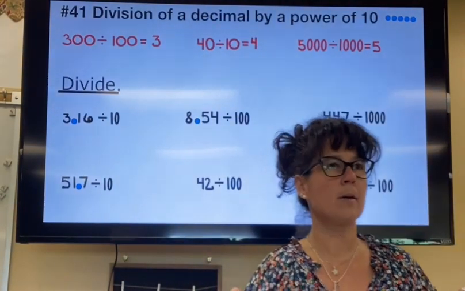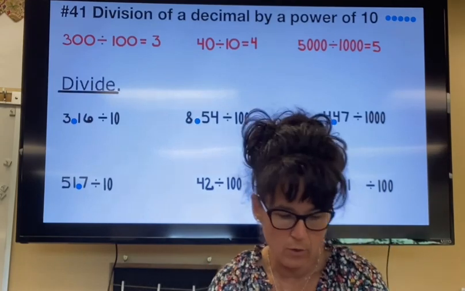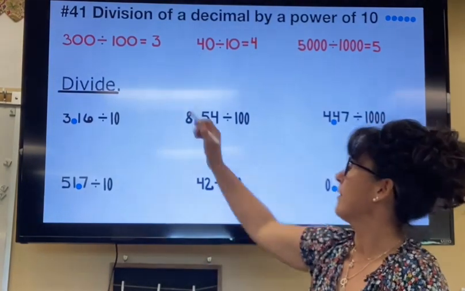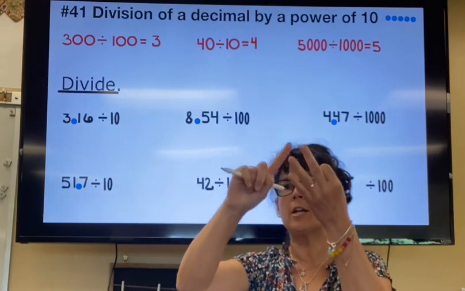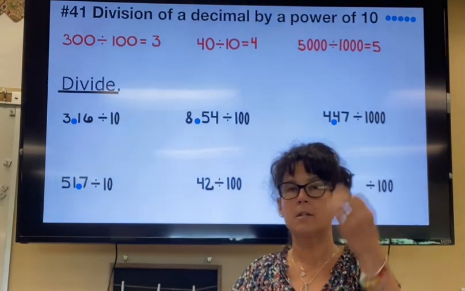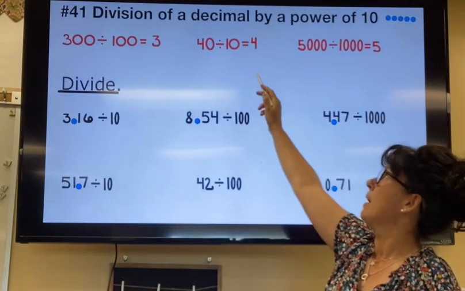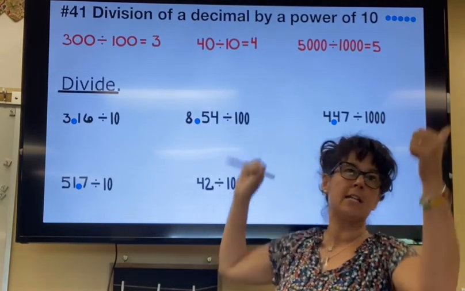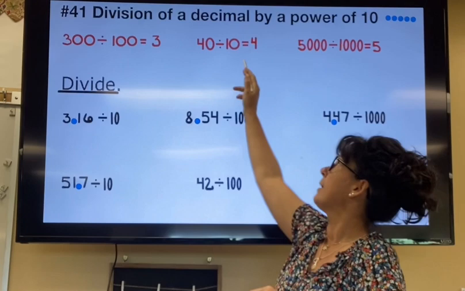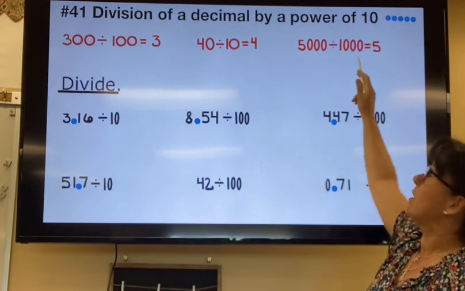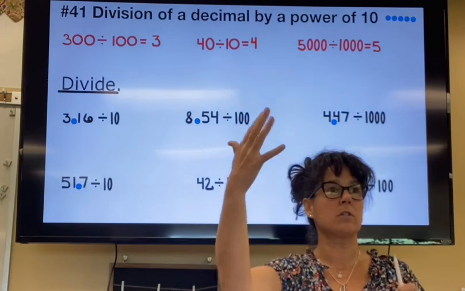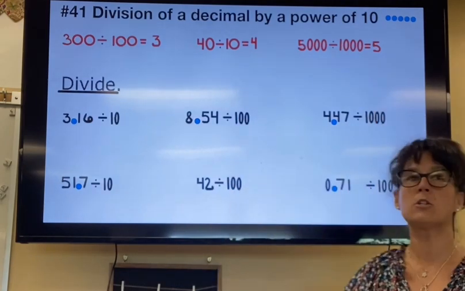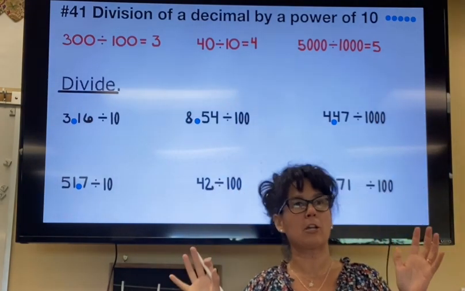Let's start with some division problems that you already know the answer to. Okay, if I said 300 divided by 100, you're like, 100 and 100 and 100 make 300. So the answer is 3. How many 10s to make 40? 10, 20, 30, 40. The answer is 4. 5,000 divided by 1,000: 1,000, 1,000, 1,000, 1,000, 5 of those. So we get 5. So let's start with just big picture.